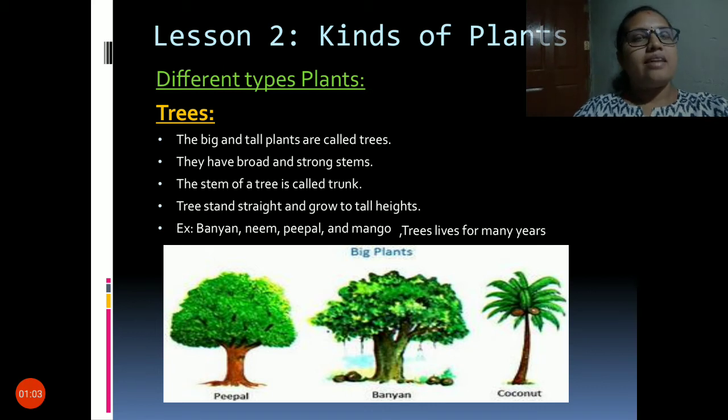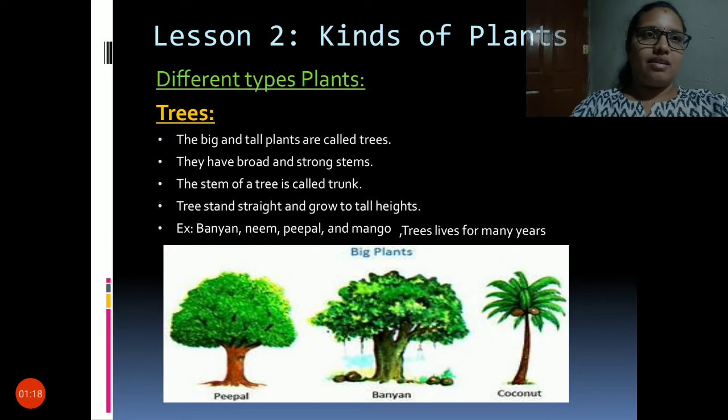First one is trees. We see many trees around us, correct? How will we differentiate them as trees? See, the big and tall plants are called trees. A small plant like tulsi we can't call a tree. It is a plant, correct? So, we'll see some characteristics of trees.